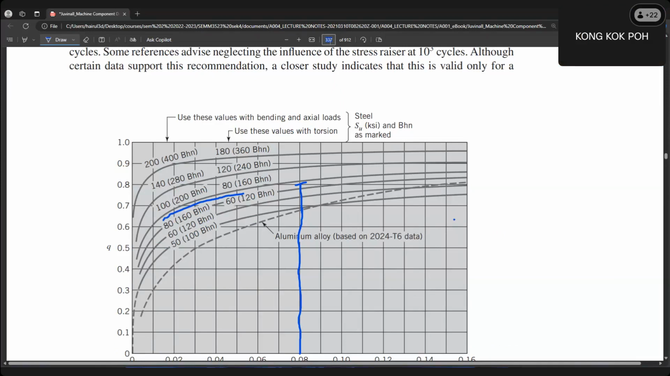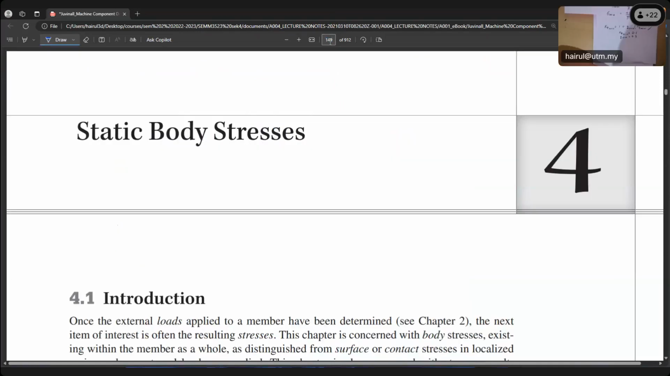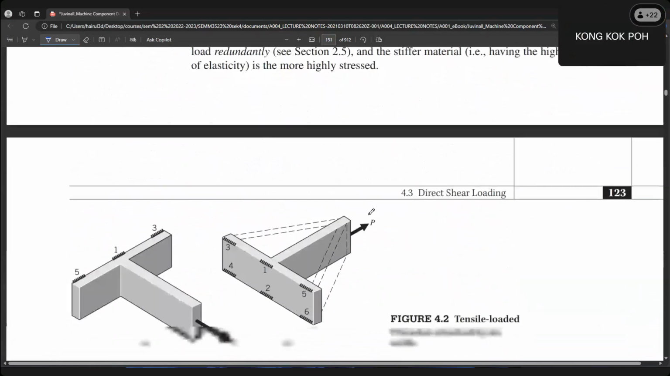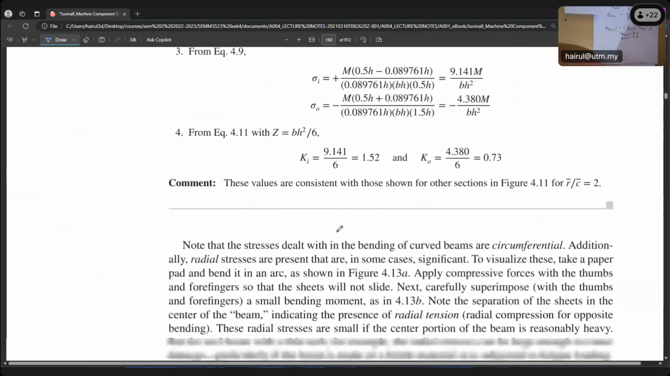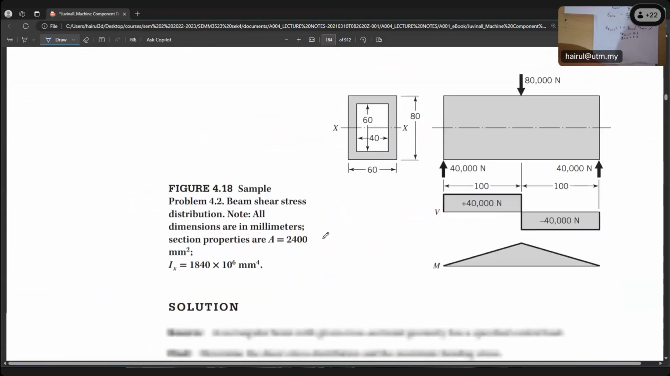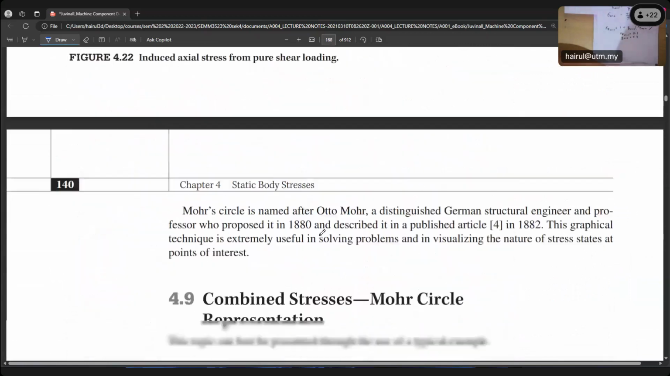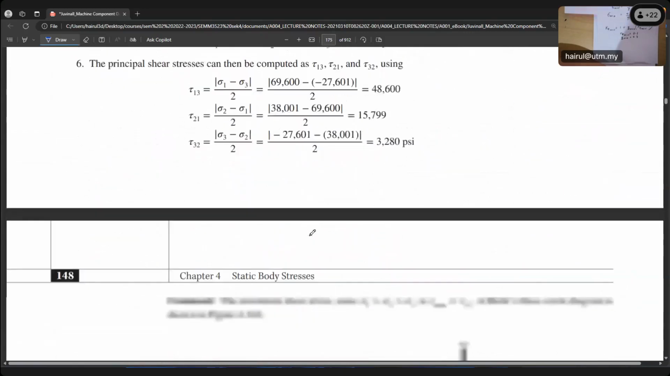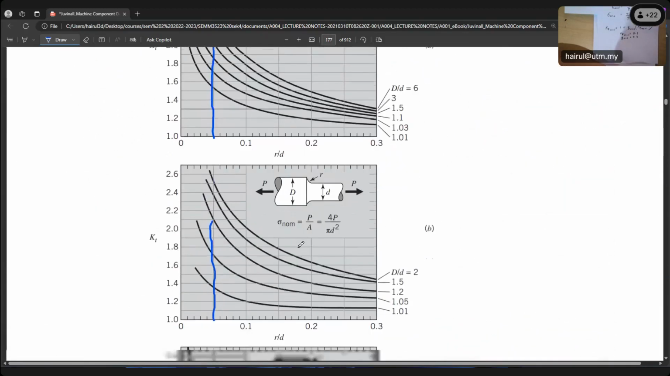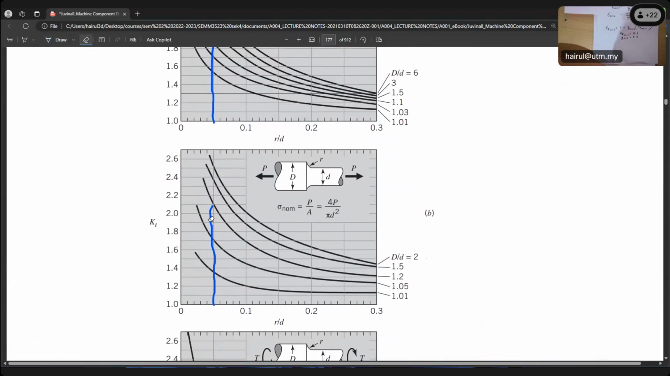Okay, what is the page number again for chapter 4 just now? 149. 149. Yes, 149, go here. Just now I made a mistake in finding the... What was my mistake? The line has to go up a bit. R over D 0.05, right? Okay. Yes. It has to reach 1.5.